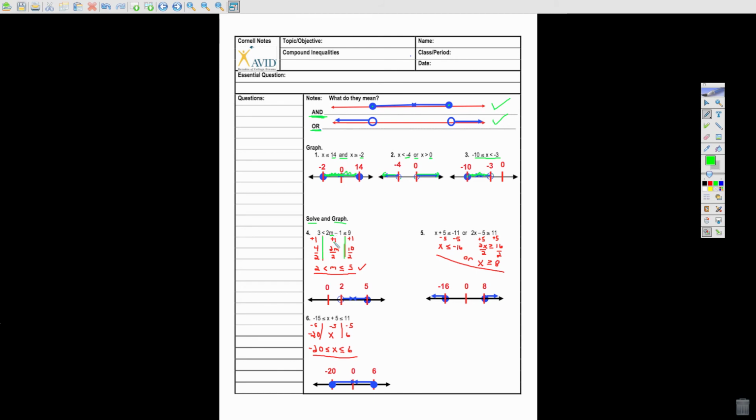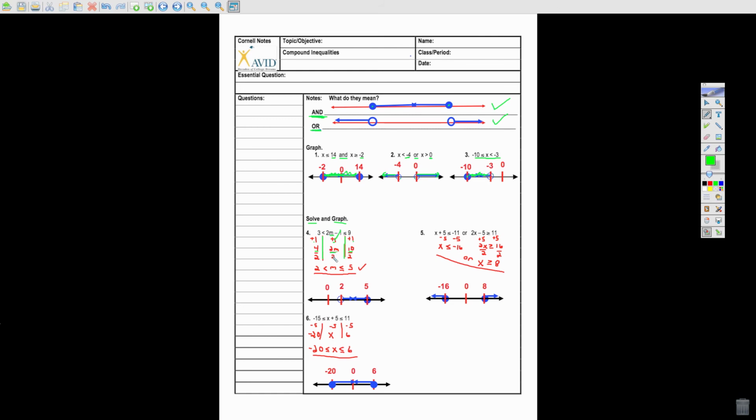All right, first thing I'm going to do is get rid of this -1. So what I did, I added 1. If I'm going to add 1, I've got to do it to both sides. So +1, +1. I've got 3 plus 1, which is 4. I have 9 plus 1, which is 10. And then the +1 and -1 canceled off. I'm left with 2m.